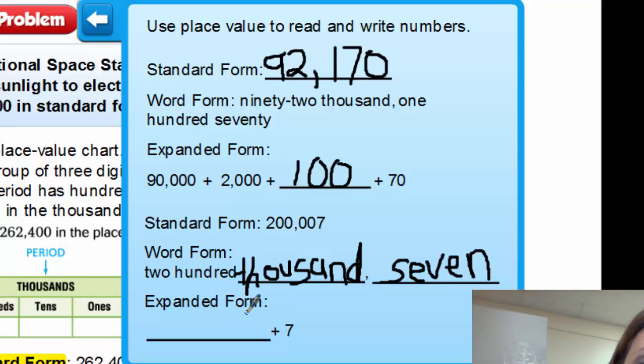And then in expanded form, what's the first digit? The 2 in the 100,000s place. So what is the value of the 2 in the 100,000s place? Everybody? Good. It's 200,000. Now, we could put plus 0, plus 0, plus 0, plus 0, but we don't have to, so we just add the 7 in the ones place. That, ladies and gentlemen, is how we read and write numbers in standard form, expanded form, and word form.